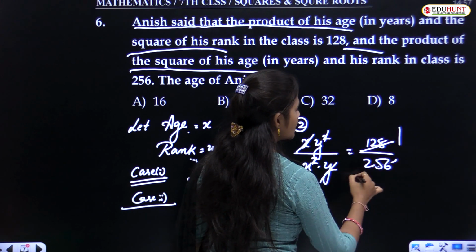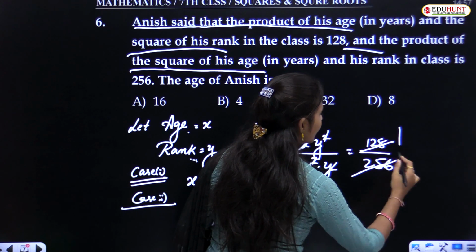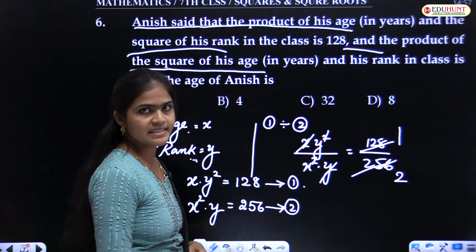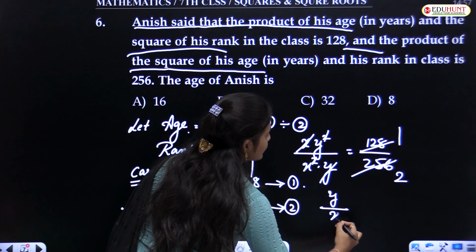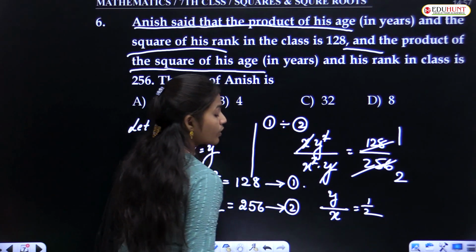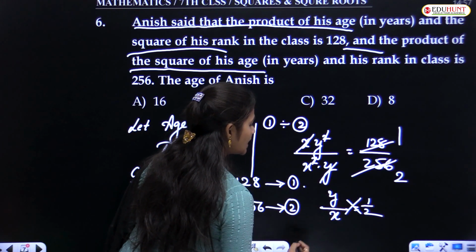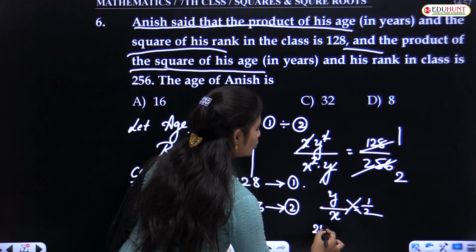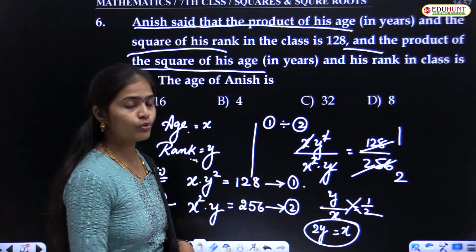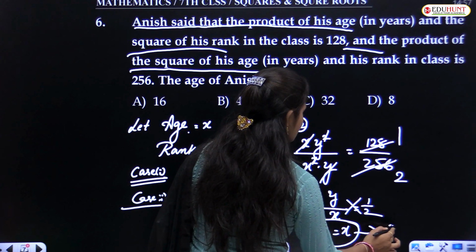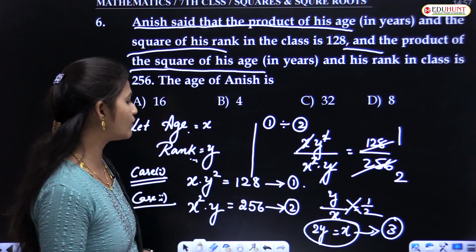So 128 ones, 128 twos, 256. Okay. Now here the leftover, y by x is equal to 1 by 2. Now here after cross multiplication, you will get 2y is equal to x. What is that relation? 2y is equal to x. Take this one as the third equation.